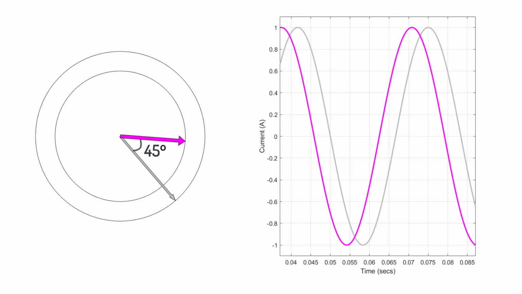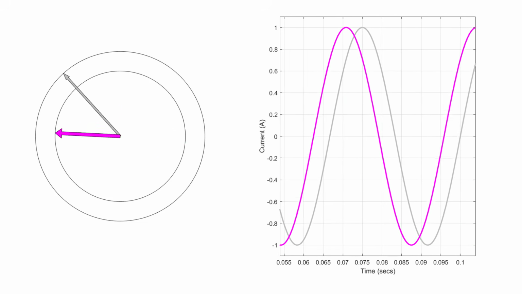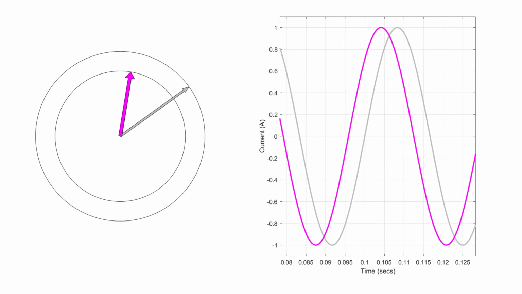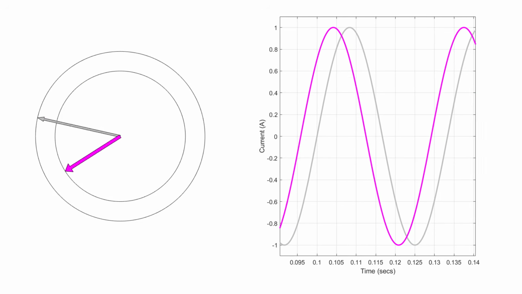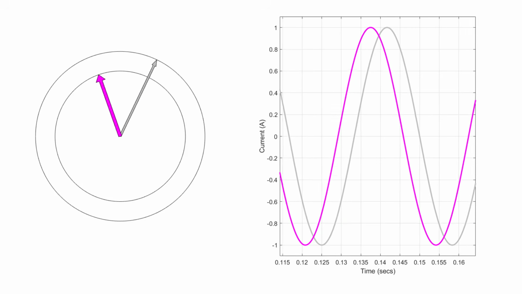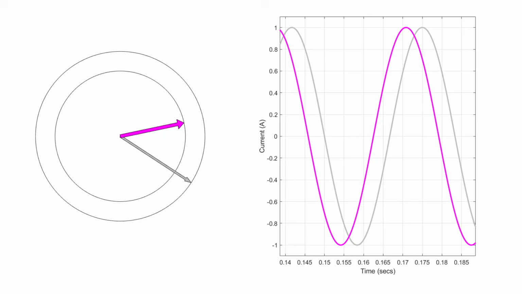Here's what the phase lead looks like on the time series plot. The phase difference between these periodic waveforms corresponds to 45 degrees. Right now, this magenta stator field vector contributes to torque generation, but since it's not aligned at 90 degrees with the reference vector or the rotor magnetic field, we're producing less torque than we actually could.